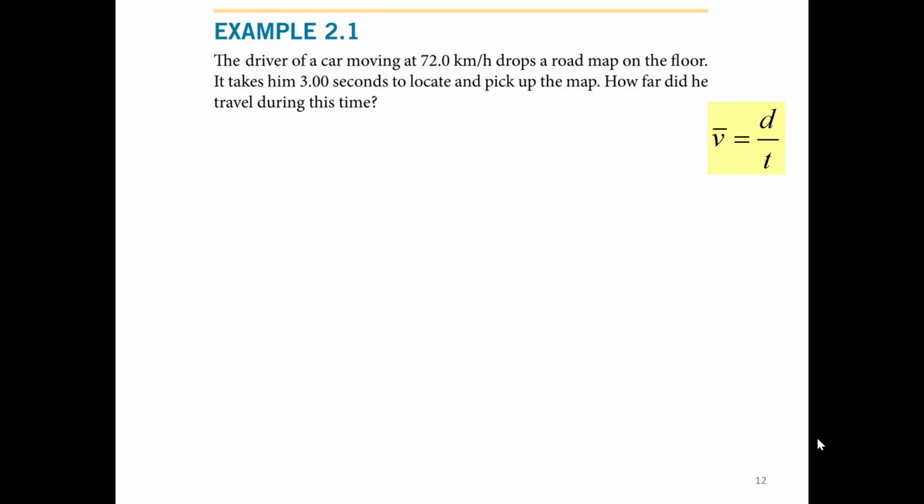In this example, we had this situation. The driver of a car moving at 72 kilometers per hour drops a road map on the floor. It takes him 3 seconds to locate and pick up the map. And how far did he travel during this time? The first thing we want to find is the information from the problem.